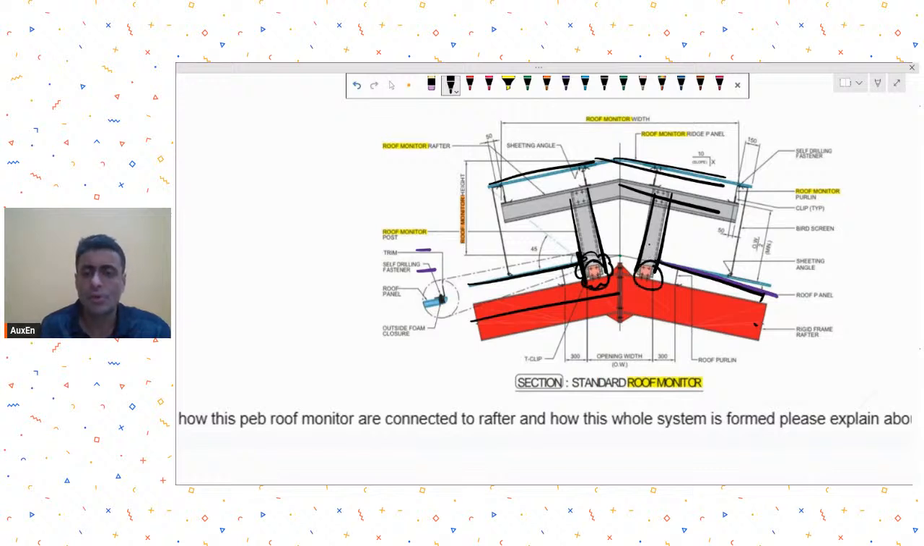Okay. So if you can see, the web of this roof monitor is connected to the flange of this rafter through cleats. So this is the cleat connection that they are providing, a simple connection. And then this post, or not post, call it this as the post, this can be a roof monitor rafter. So then this connection can be created.